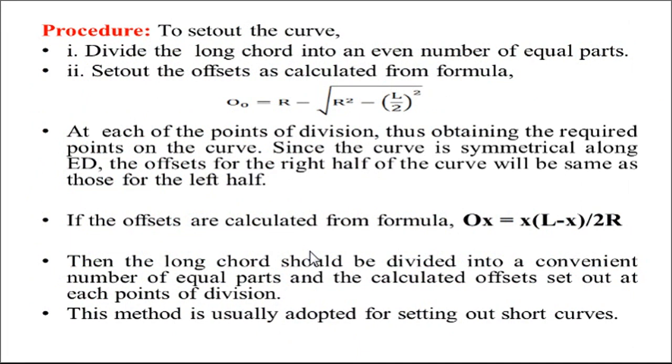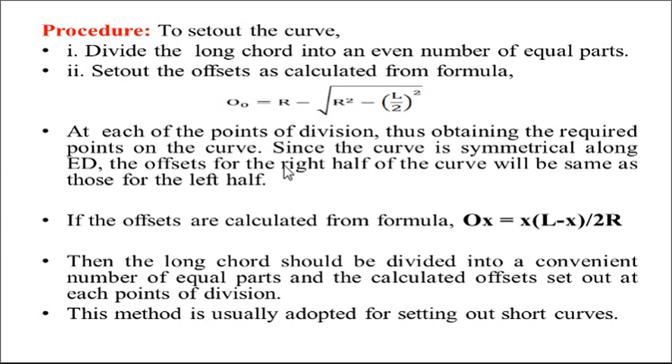Now, after calculating all these offsets, we have to set out the curve by referring to the different dimensions given. So to set out the curve, the procedure is like this. First of all, divide the long chord into an even number of equal parts. Second, set out the offset as calculated from the formula O0 is equal to R minus square root of (R square minus (L by 2) whole square). Next step, at each of the points of division, set out the offsets, thus obtaining the required points on the curve.